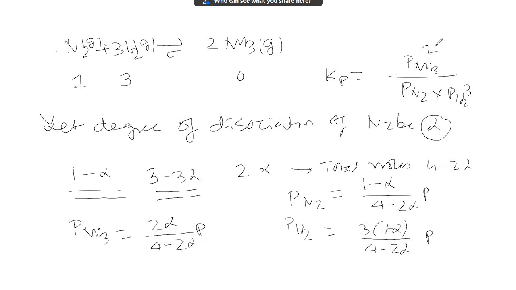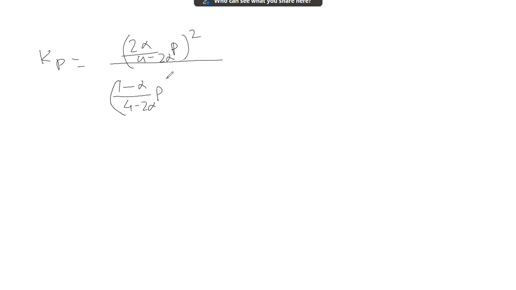Now I will replace these values in this Kp expression to get the value of Kp at equilibrium. Now if I replace it, what am I getting? Kp is equal to PNH3, which we have found out, 2 alpha by 4 minus 2 alpha into P, whole square. PN2 is 1 minus alpha by 4 minus 2 alpha into P. PH2 will be what?